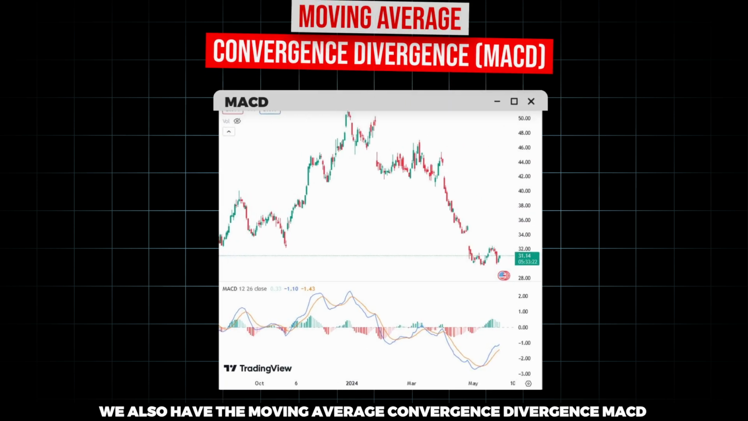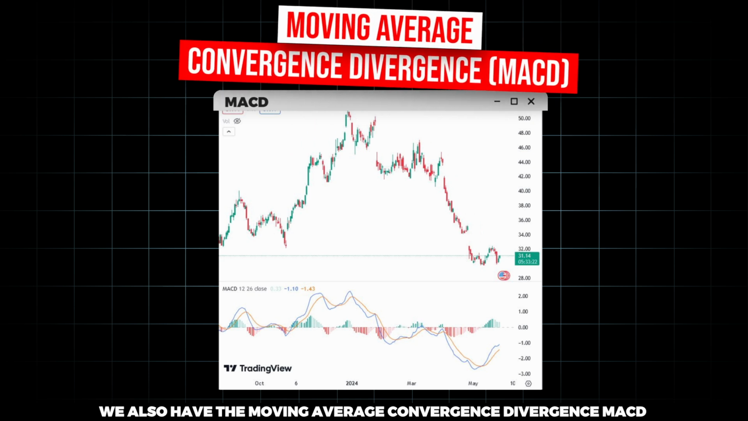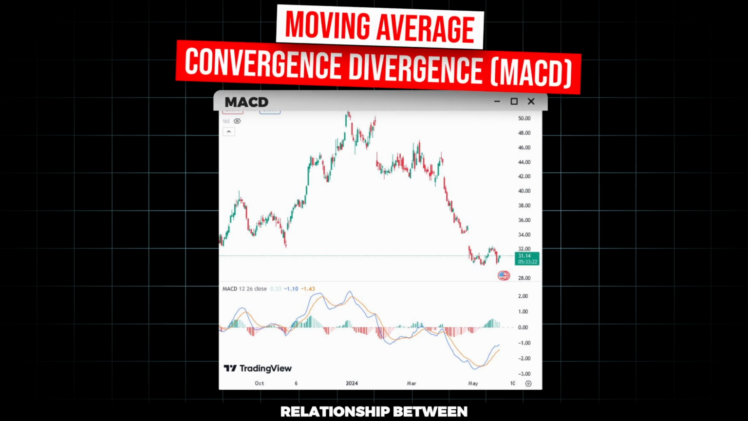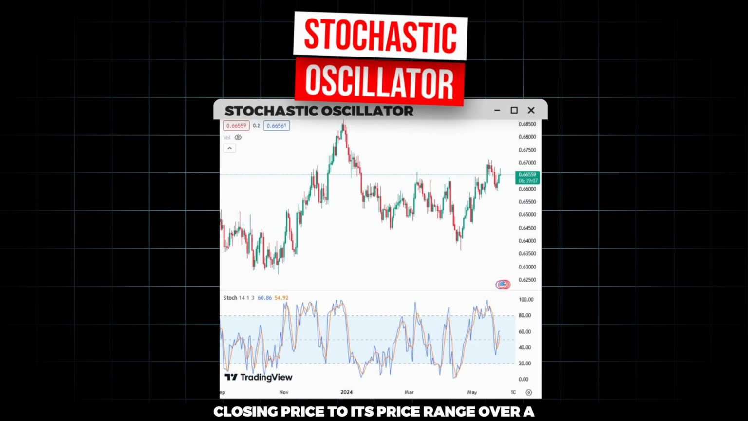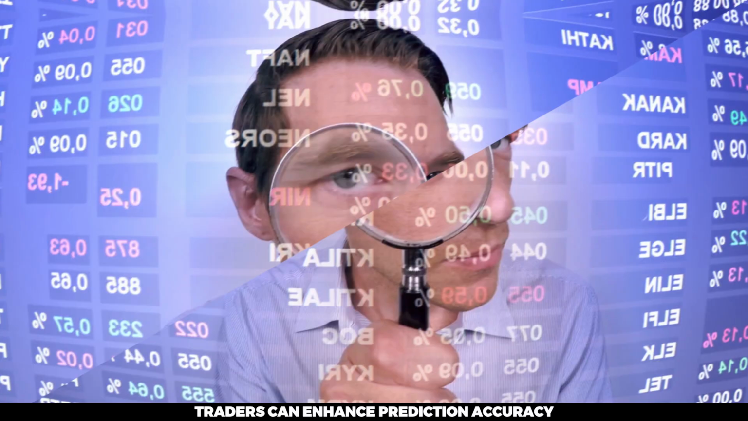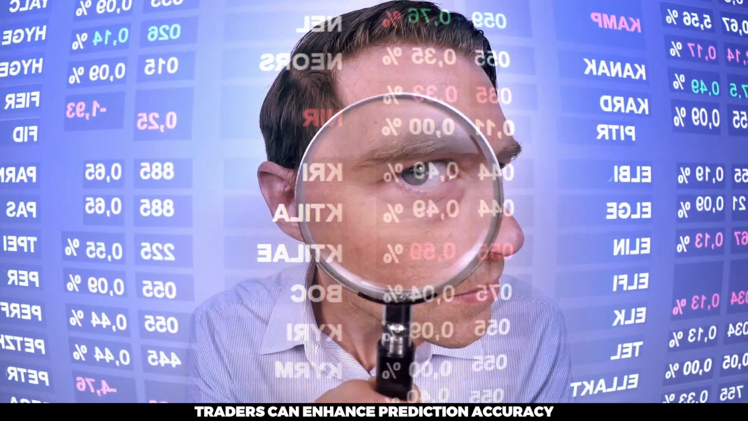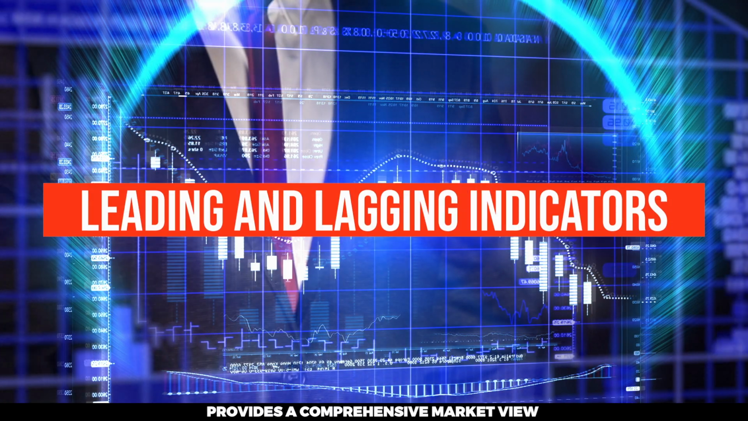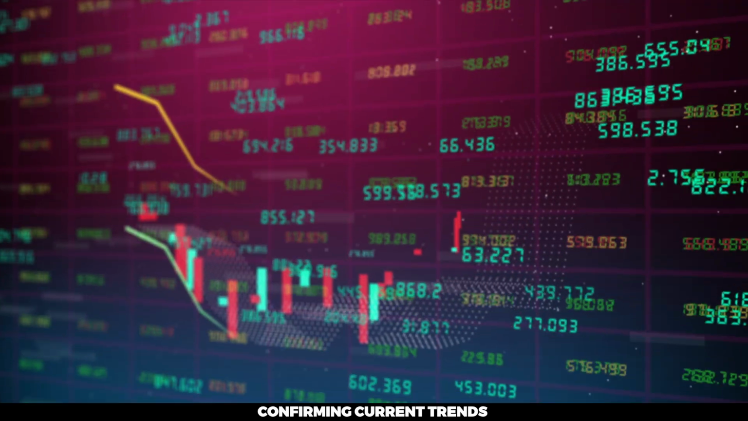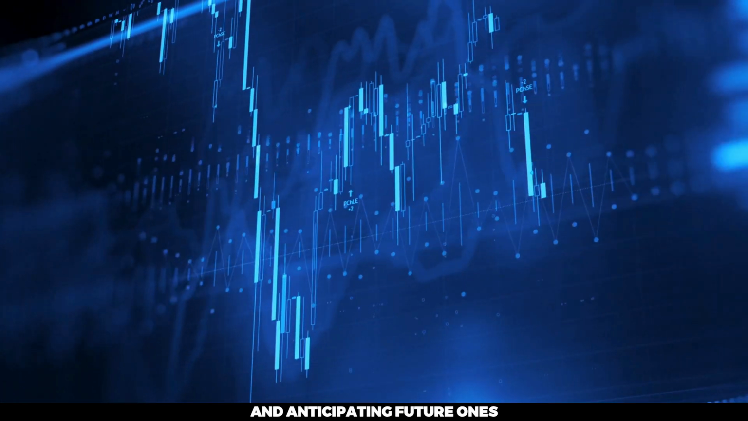We also have the Moving Average Convergence Divergence, MACD, illustrating the relationship between two moving averages of a currency's price, and the stochastic oscillator, comparing a specific closing price to its price range over a certain period, signaling potential reversal points. Combining these indicators, traders can enhance prediction accuracy. For instance, using both leading and lagging indicators provides a comprehensive market view, confirming current trends and anticipating future ones.